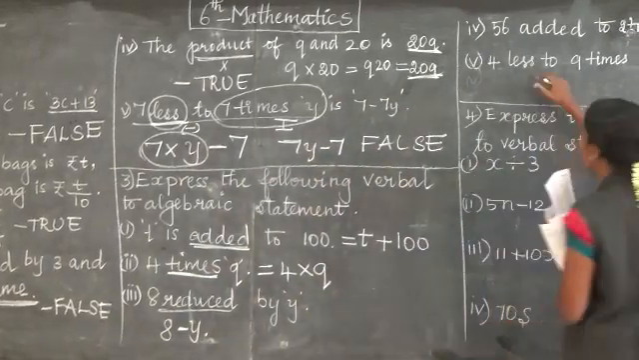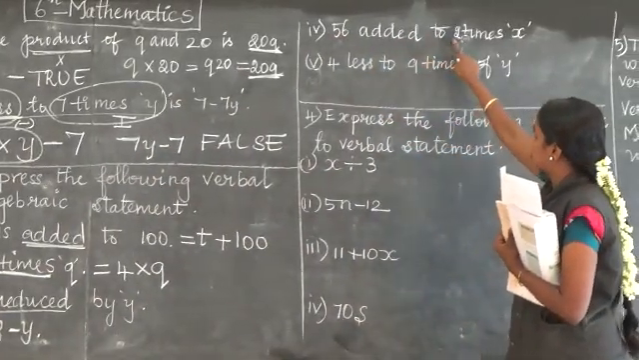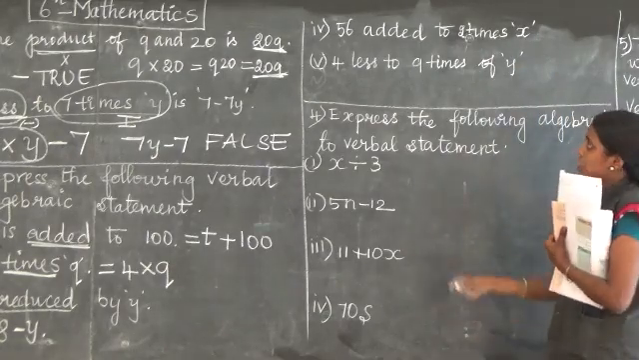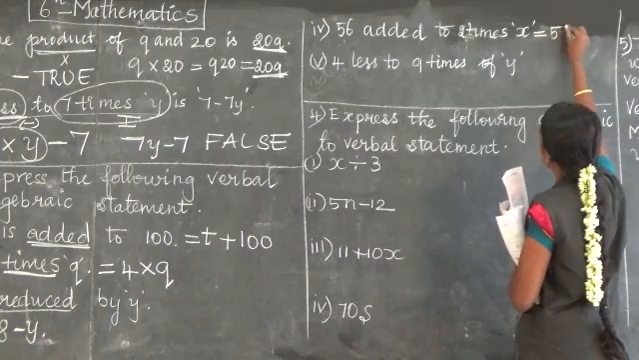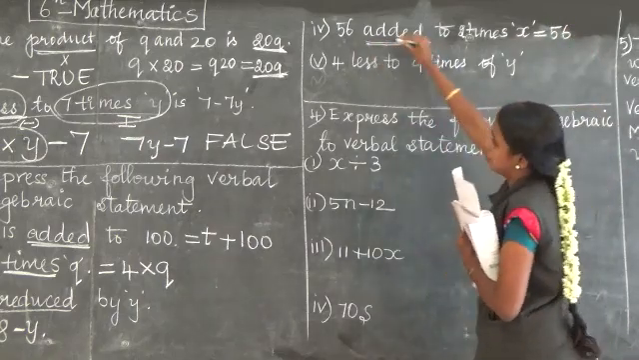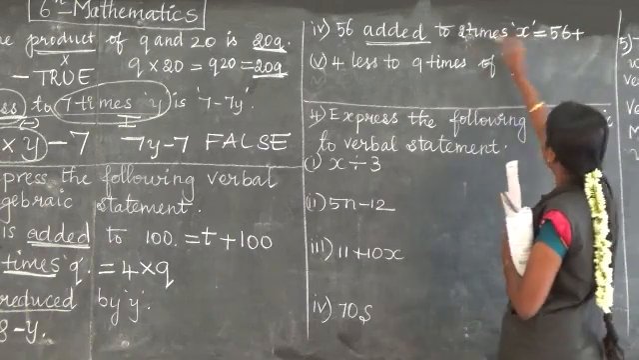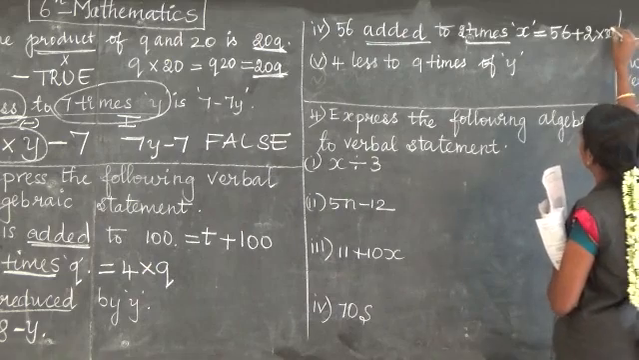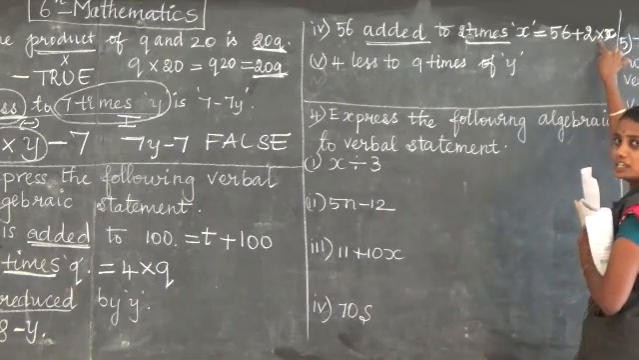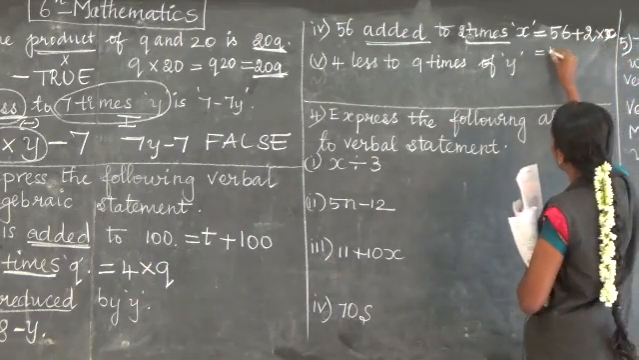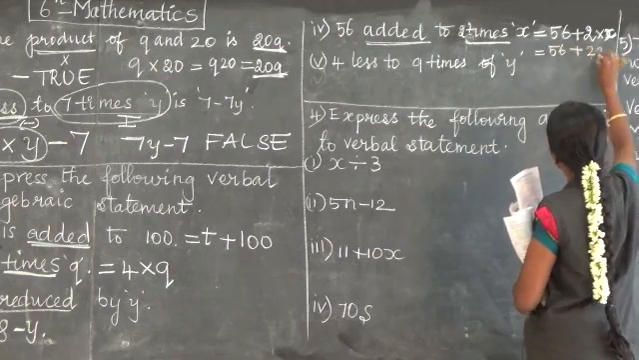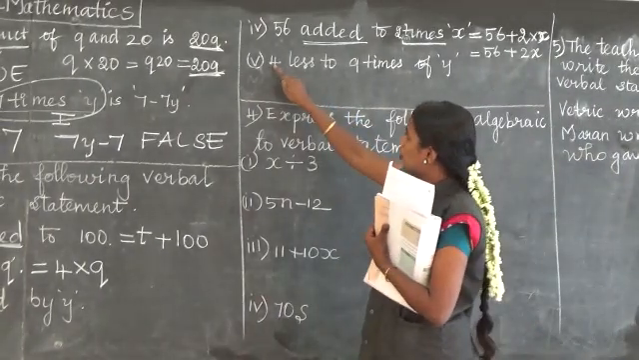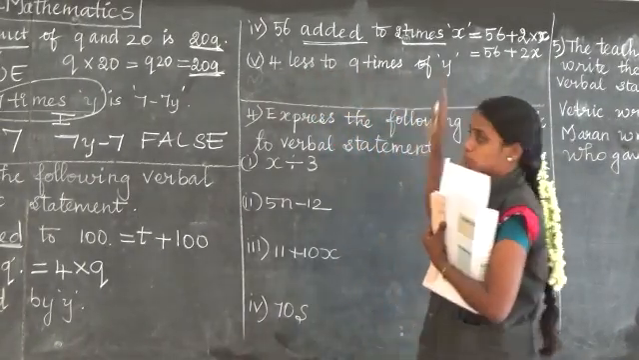Next option 4, 56 added to 2 times x. Added is the clue, plus. 2 times means multiple x. I told you multiple is not must to mention. So you can write as 56 plus 2x.